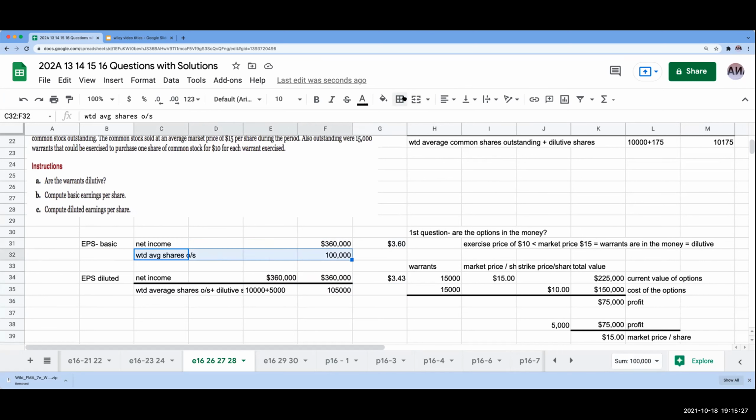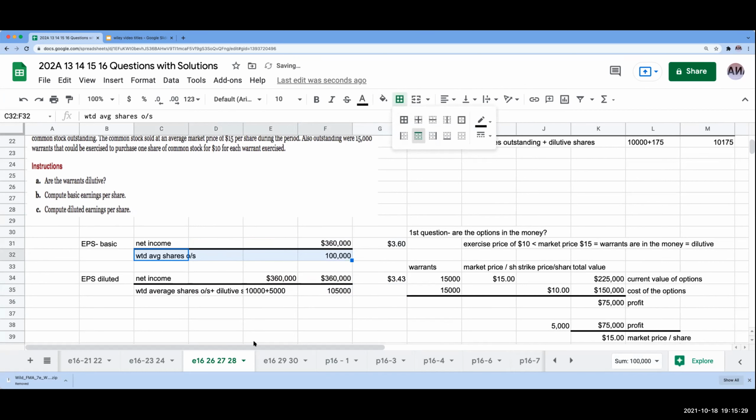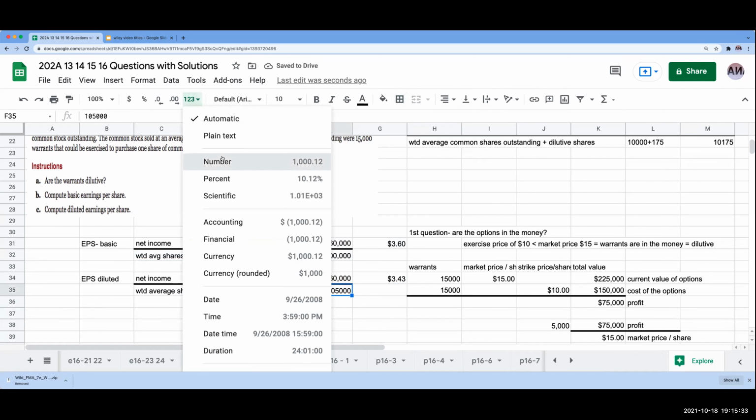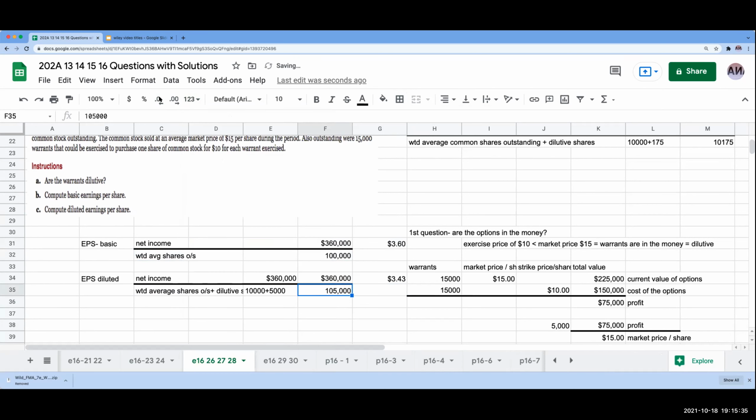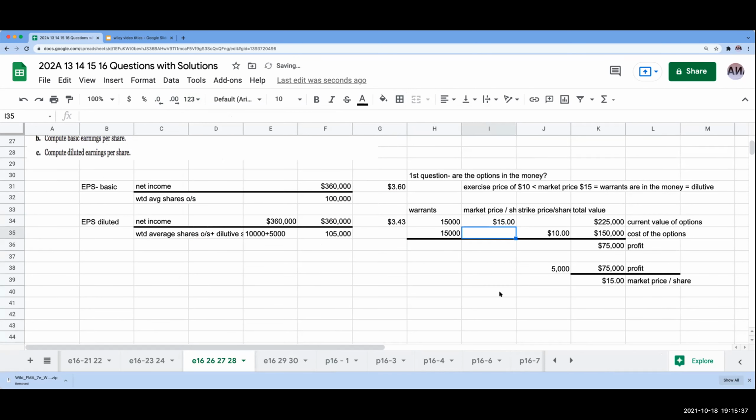Remember, the diluted amount has to be less than the basic amount. If your diluted amount is higher than basic, it is anti-dilutive and we have a problem. So that's what you want to make sure you check. Again, the big lesson from this is about cashless exercises. We use that cashless exercise concept to help us determine the number of dilutive shares that are going to be issued if we have any options or warrants.